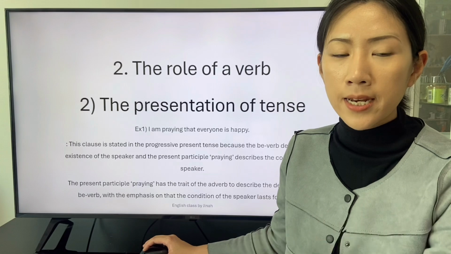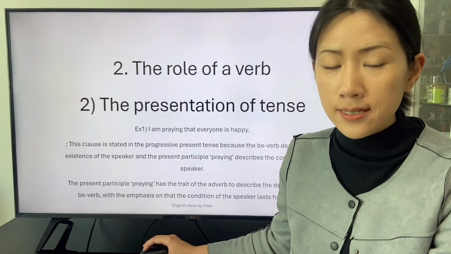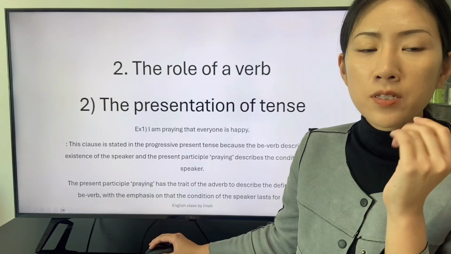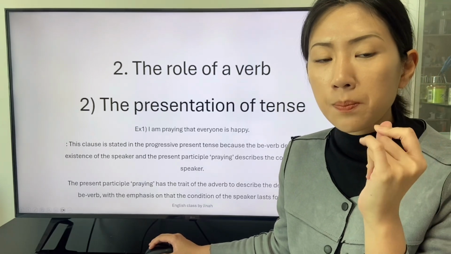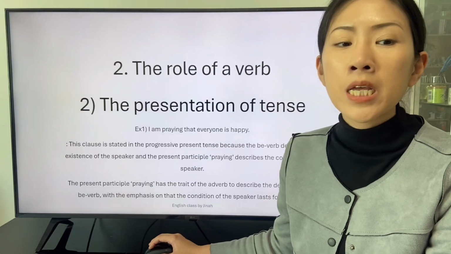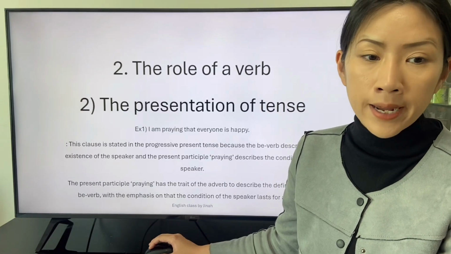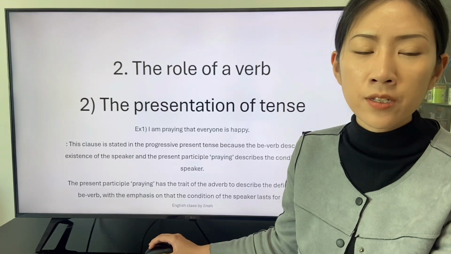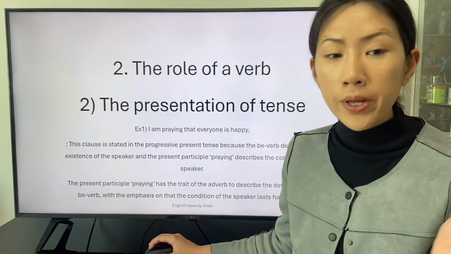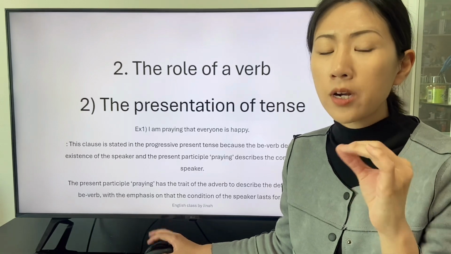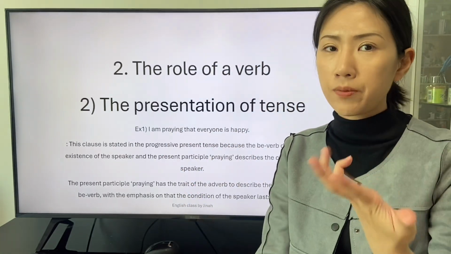This clause is stated in the progressive present tense because the be verb describes the existence of the speaker and the present participle praying describes the condition of the speaker. The present participle praying has the trait of the adverb to describe the definition of the be verb with the emphasis that the condition of the speaker lasts for a period.